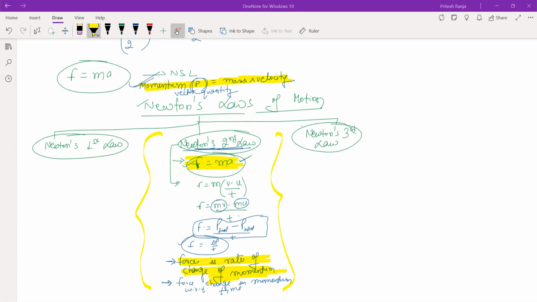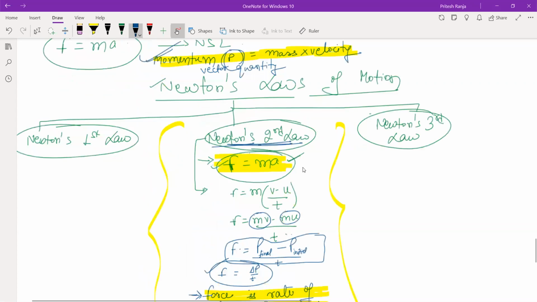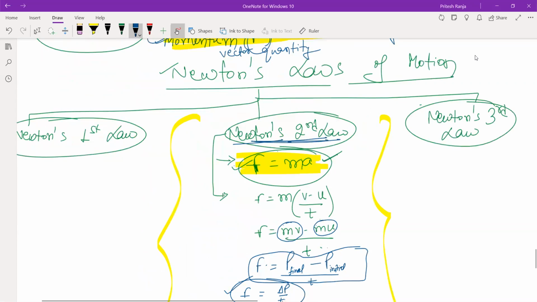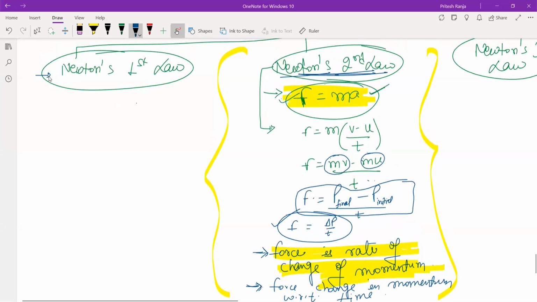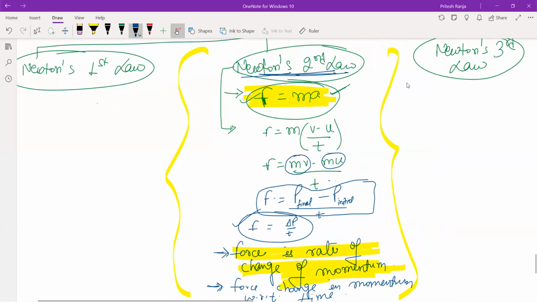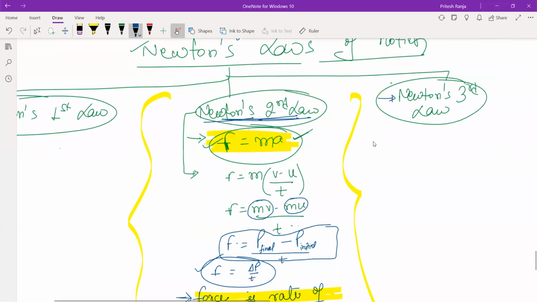No doubts, that's great. Okay. Talking about Newton's first law, this is quite descriptive. We will see this one in the next class. The third law is very simple. Let us go through it.